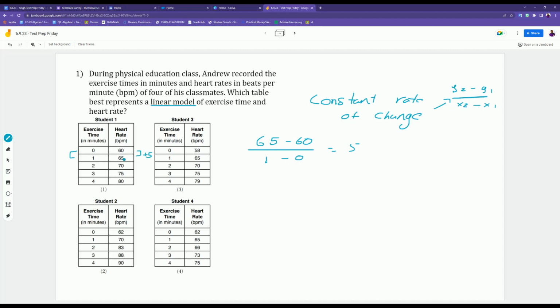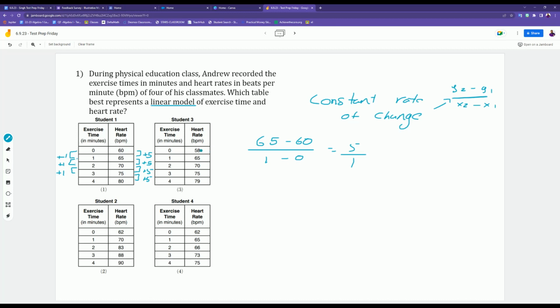It goes from 60 to 65, 65 to 70, that's plus 5. 70 to 75, that's plus 5. 75 to 80, that's plus 5. And these are all increasing by 1, plus 1, plus 1. So the rate of change is 5 over 1. Now this is linear, but let's double check that nothing else is making that same pattern.